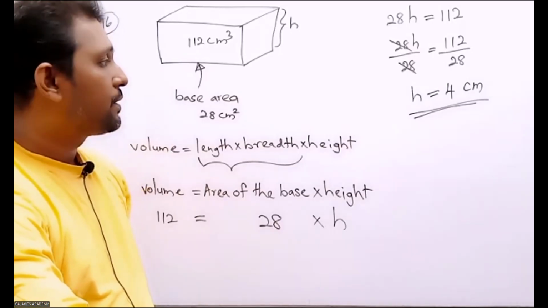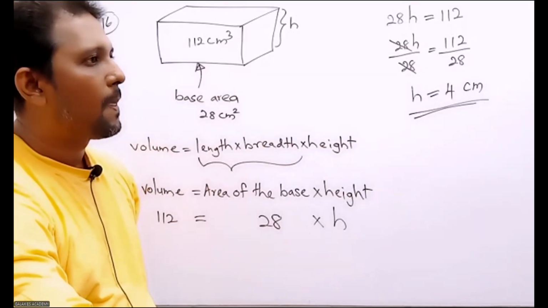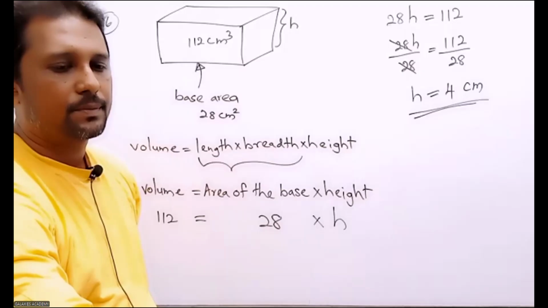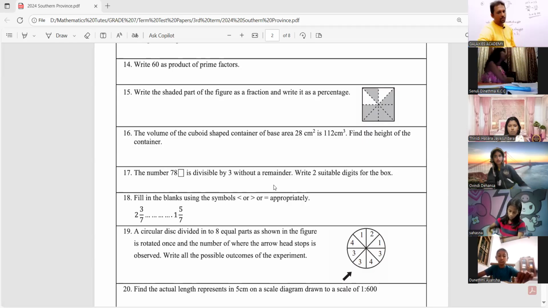Right. Then we can go to the next question. It is number 17. Look at the 17th question. The number 780, the last digit missing, is divisible by 3 without remainder. Right. This number is divisible by 3 without remainder. Write suitable digits for the box.